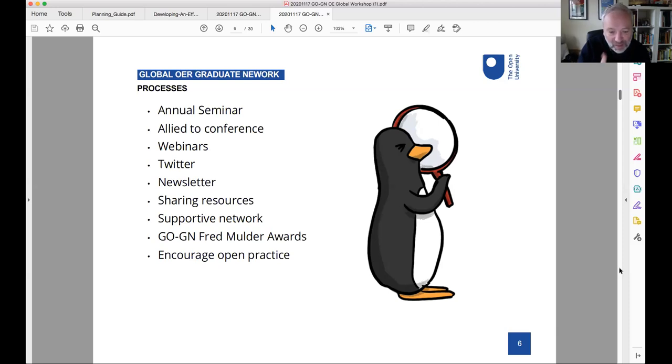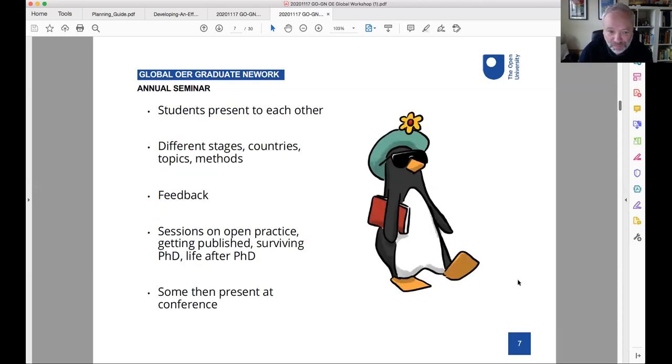And we run some awards, which are coming up now, named after Fred Mulder, so one for best paper published by a member and best open practice. And generally, we try to encourage open practice and share resources. So that's what we do.